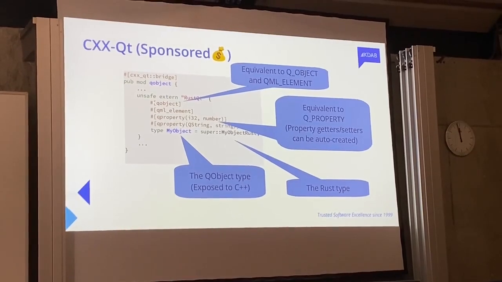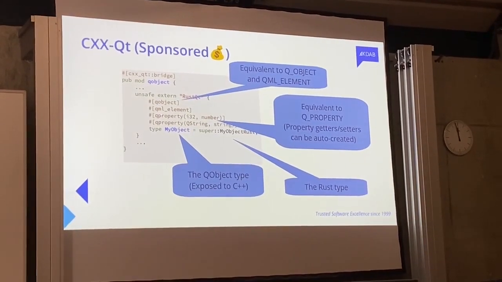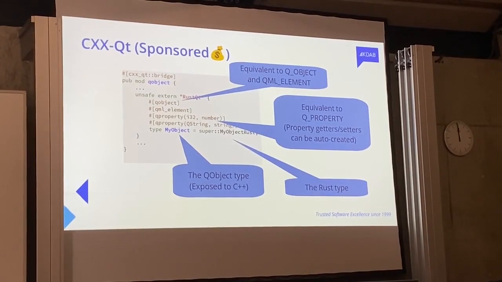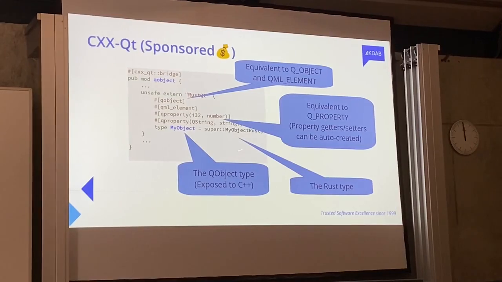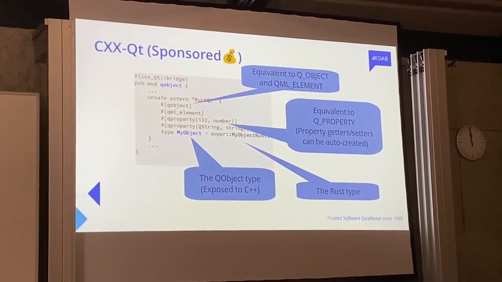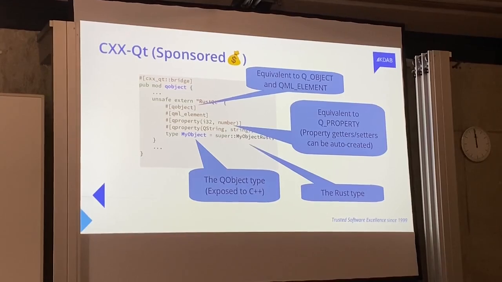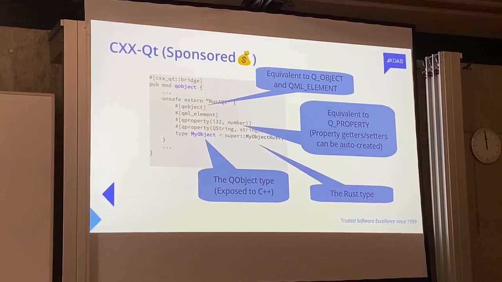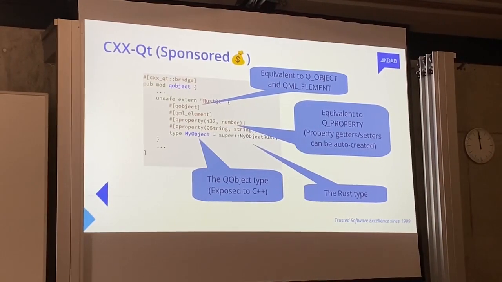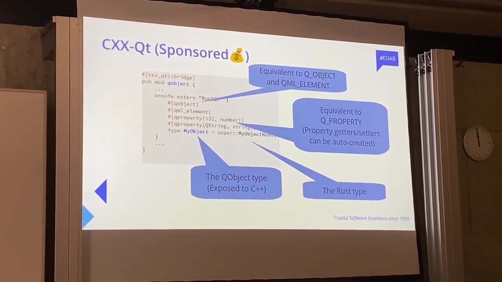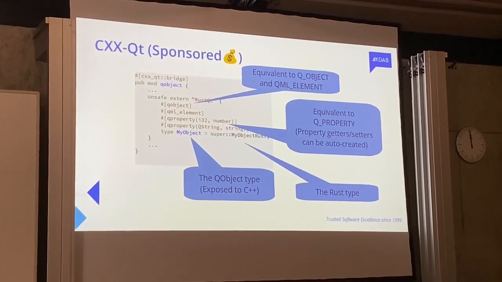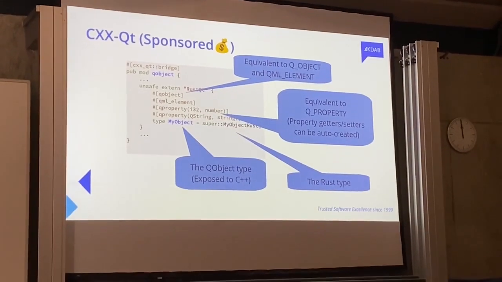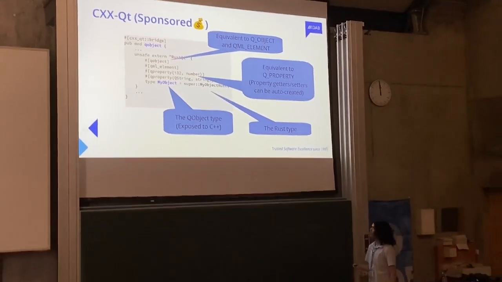So we have a Q_OBJECT macro that you can call to, of course, register with the meta type system. We have a QML_ELEMENT, just like in C++. You can define properties and stuff like that. I don't have it on the slide, but this MyObject Rust that you see right there is just a normal Rust struct. So you can define variables on it, and we even auto-generate properties for that. For example, this number is a number property. You can also just do normal setters, getters, and signals and stuff like that.